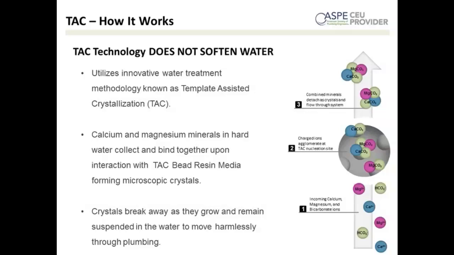And again, it was tested thoroughly independently, and then through about a decade's worth of real-life experience, we've seen all the different applications where TAC works effectively, and we'll talk more about that. Next slide, please.